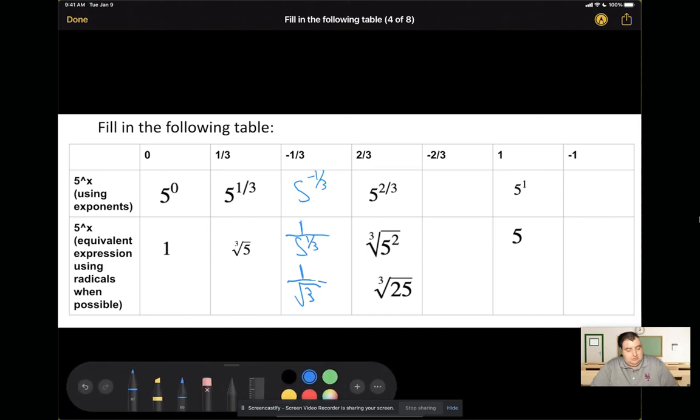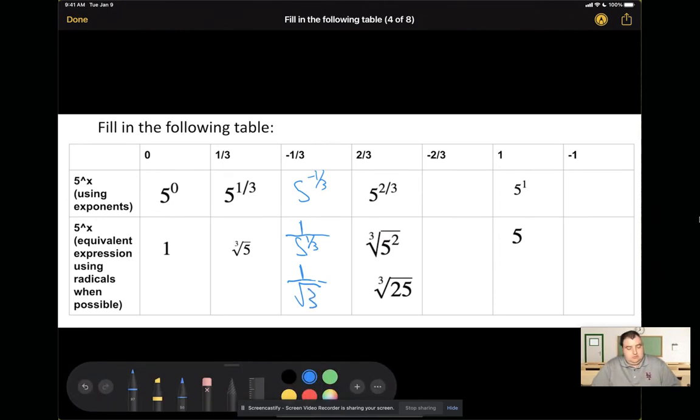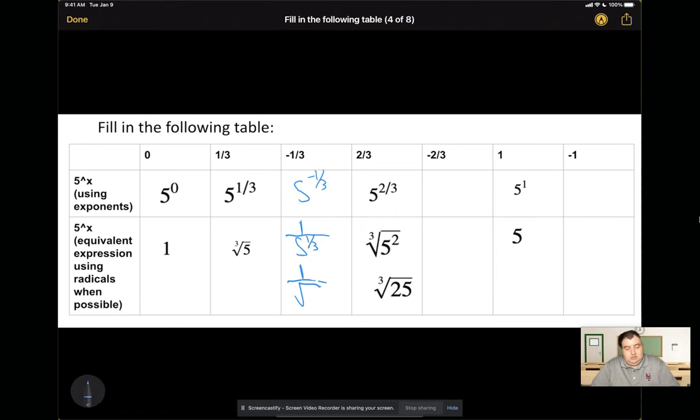So we should know that that is equivalent to the cube root of 5. So 5 to the -1/3 is the same as 1 over the cube root of 5. Okay? Either one of these works. Okay? 2/3, again, we did in the last table.